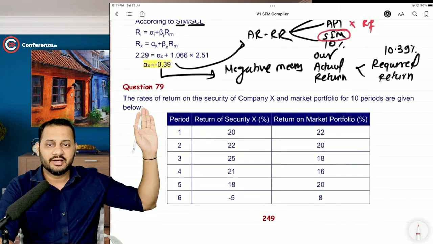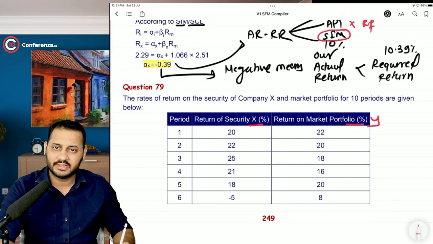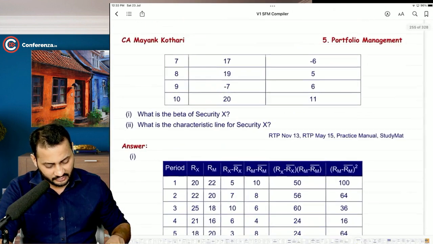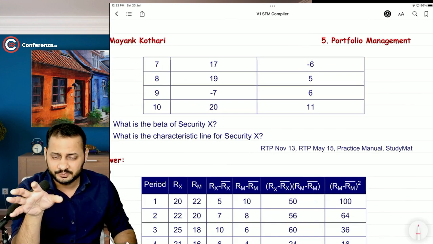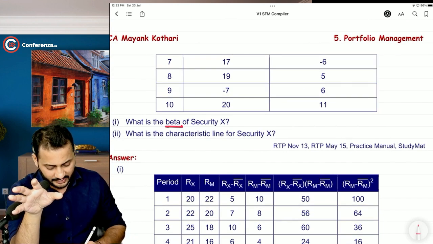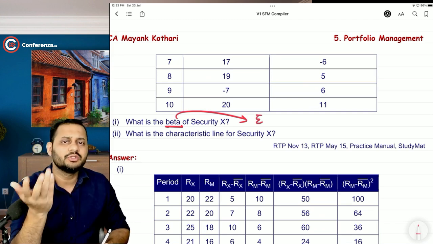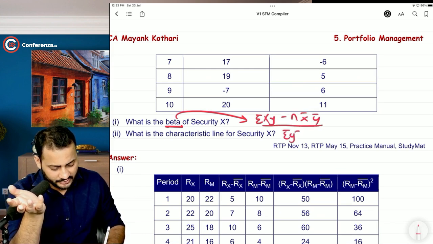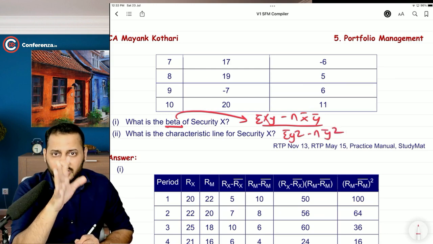Let's have a look. The rates of return on the security X and the market portfolio, we can say Y, are given to us for 10 different periods. It is the same as the previous question. We have to calculate the beta. Again, we can calculate it by the regression analysis method. You can use the correlation analysis also. Summation of xy minus n x bar y bar divided by summation of y square minus n y bar square. This is what the formula is.